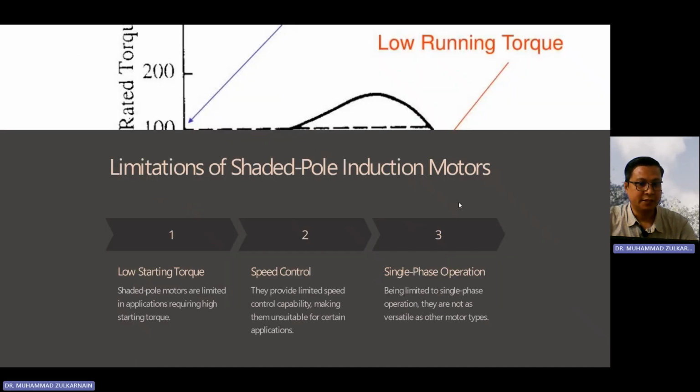The limitation of shaded pole induction motor. The first is a low starting torque. And the second, speed control. They provide limited speed control capability, and being limited to single phase operation, they are not versatile as other motor type. So maybe limited, yeah, of application.